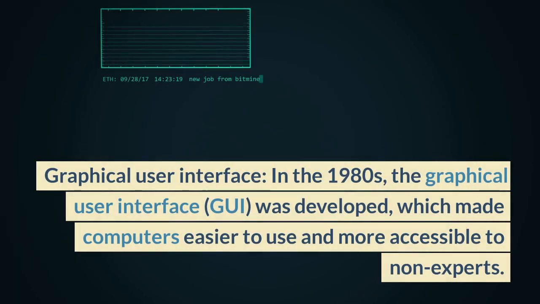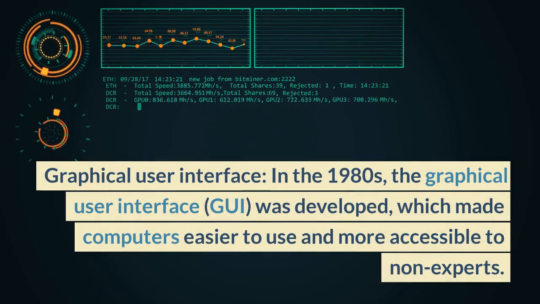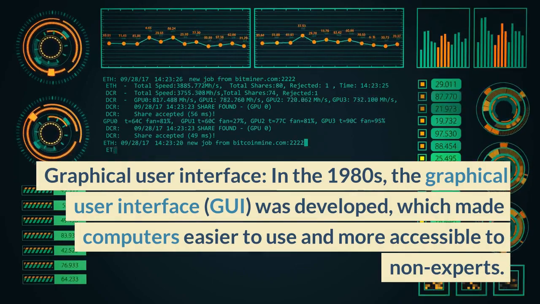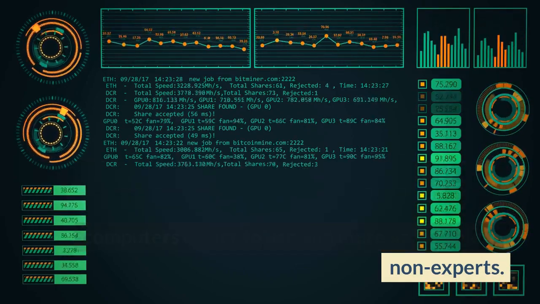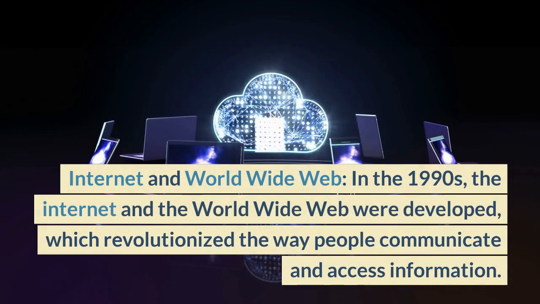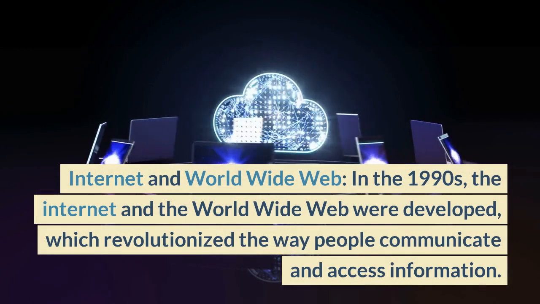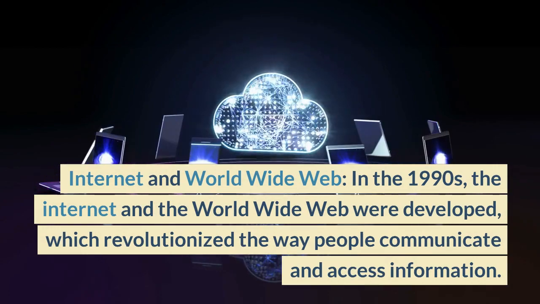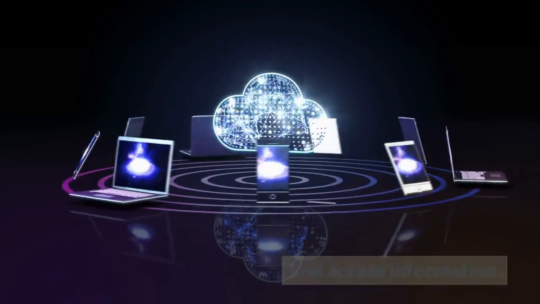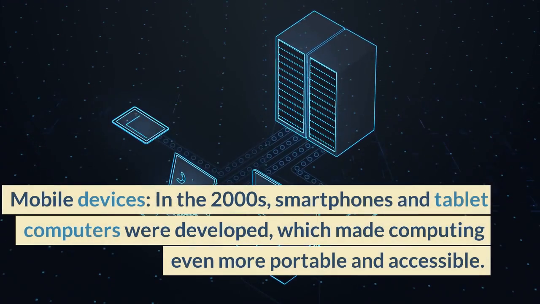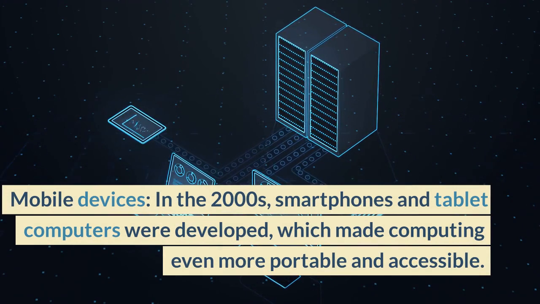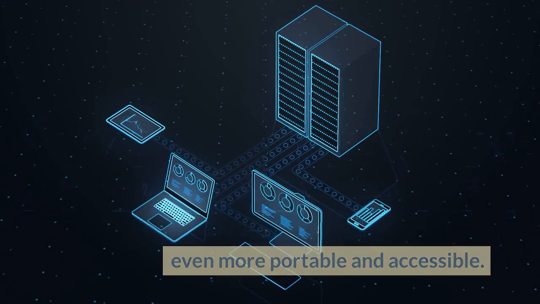Graphical user interface. In the 1980s, the graphical user interface, GUI, was developed, which made computers easier to use and more accessible to non-experts. Internet and World Wide Web. In the 1990s, the Internet and the World Wide Web were developed, which revolutionized the way people communicate and access information. Mobile devices. In the 2000s, smartphones and tablet computers were developed, which made computing even more portable and accessible.